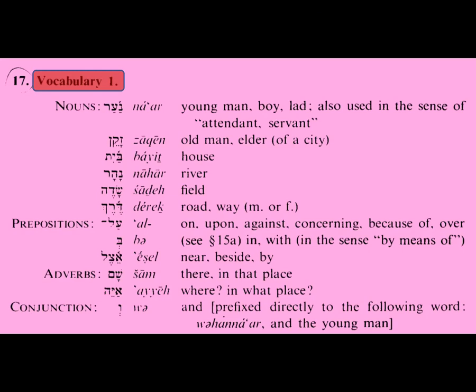Al means on, upon, against, concerning, because of, or over. B in the front of a word means in or with, or by means of. Etzel means near or beside or by. Sham is there, in that place. Ayeh is where or in what place. And the vav just before a word means and.